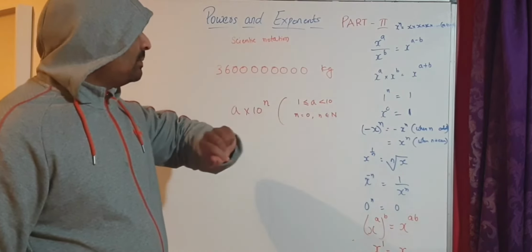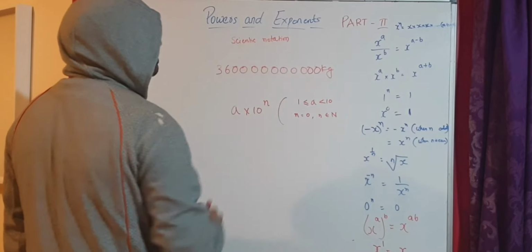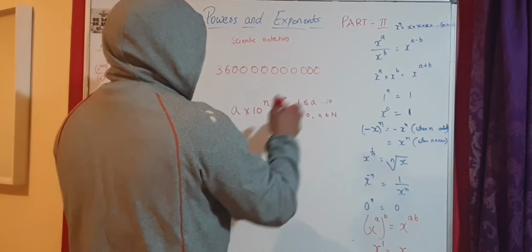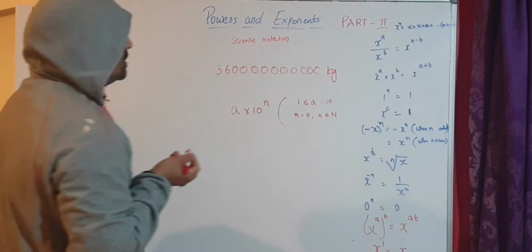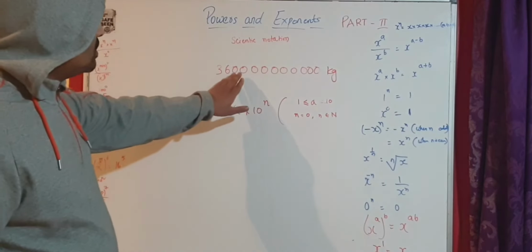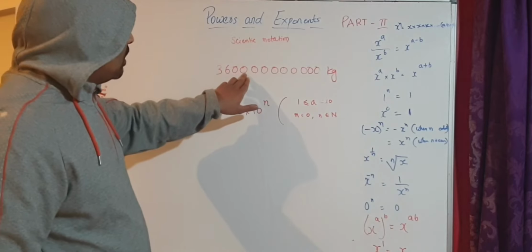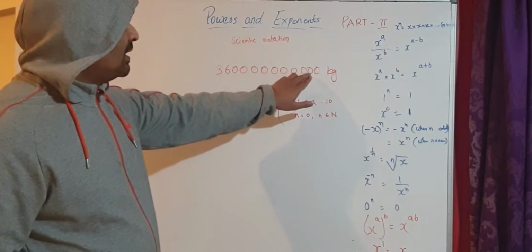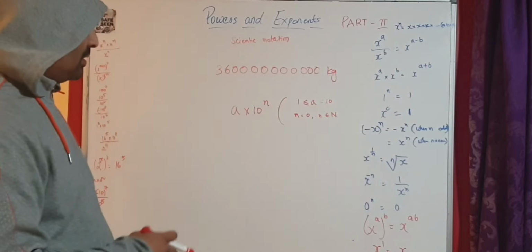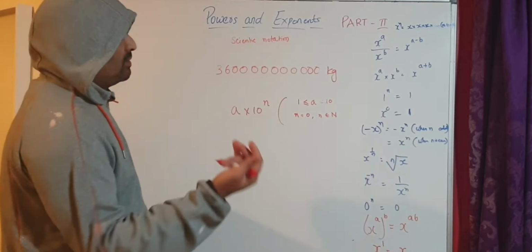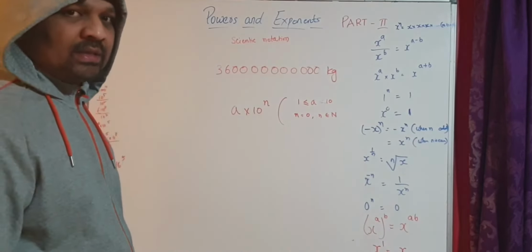For example, some celestial body in the universe whose mass is this much, or it could be even bigger. For example, you put two more zeros here. It's very difficult to count how many zeros you have here. 1, 2, 3, 4, 5, 6, 7, 8, 9, 10. 10 zeros in this case. But if you are reading this number from a little far distance, there's always a possibility that you may make a mistake in counting the number of zeros that we have here.